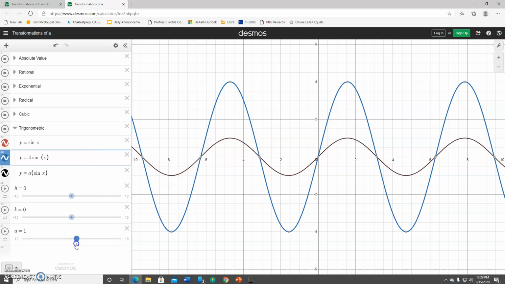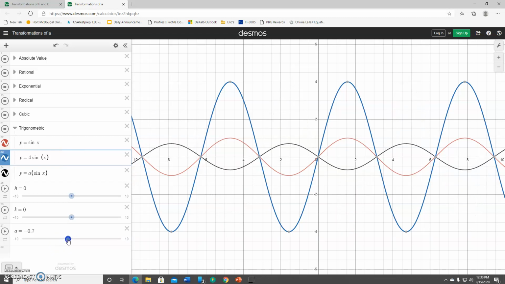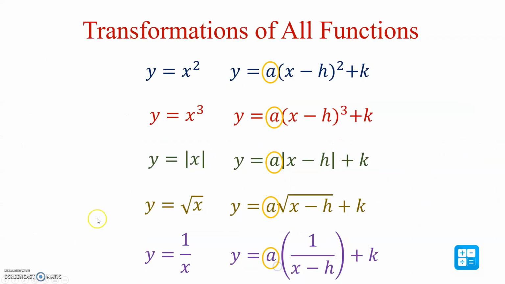Now, if A is 1, now if it was, I'm going to move it 0.9, 0.8, 0.7, so you can see it compressing, compressing. And as soon as I get to the negative, it flips over. So a negative stretch, a negative compression. All right, hopefully this is bringing some clarity. So let's go back to the PowerPoint and do a couple problems.